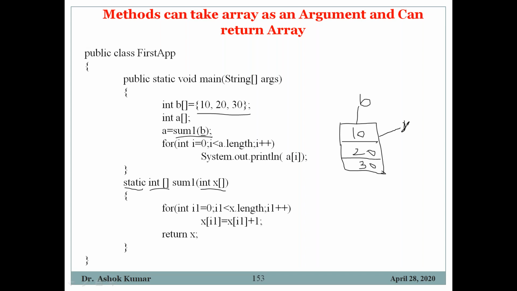So X will start referring to the same memory block. This is the important point. When you pass an array to a method, arrays are passed by reference. That means the actual argument values are not copied. Basically, these are referenced in case of arrays. So X will refer to the same memory block that B is referring to. When this is called, first of all B will be assigned to X, as I have shown diagrammatically.